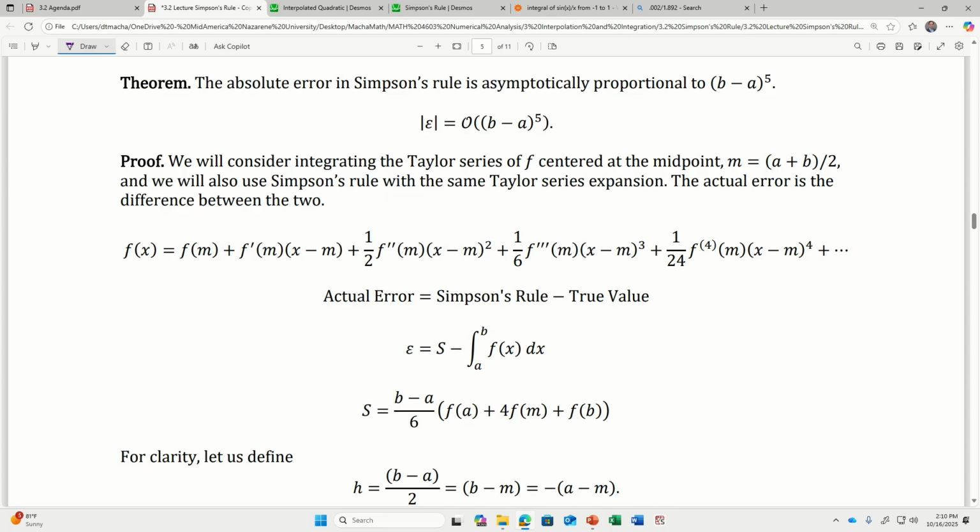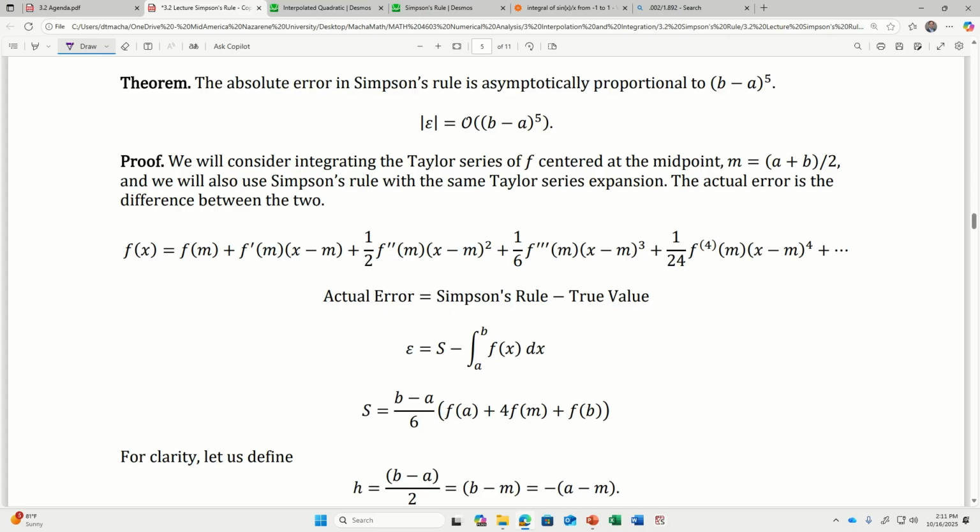All right, so the absolute error in Simpson's rule is asymptotically proportional to b minus a to the 5th power. This proof is going to look a lot like the proofs that we did for the same exact kind of claims that we made for the Riemann sums and the trapezoid rule. And this type of proof goes like this. We're going to treat f, my function, by rewriting it as the Taylor series of f centered at the midpoint.